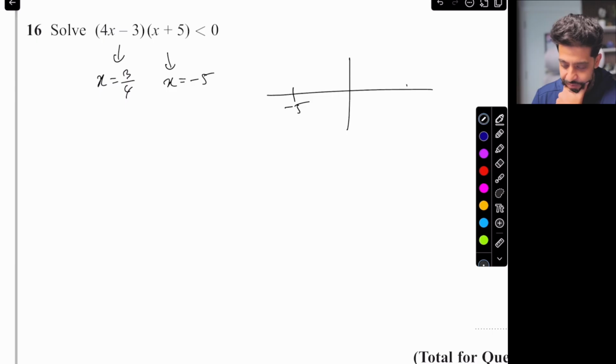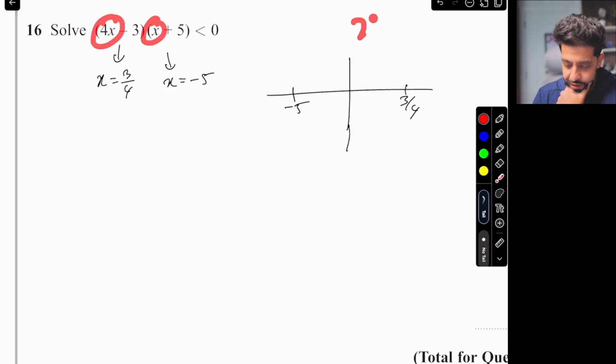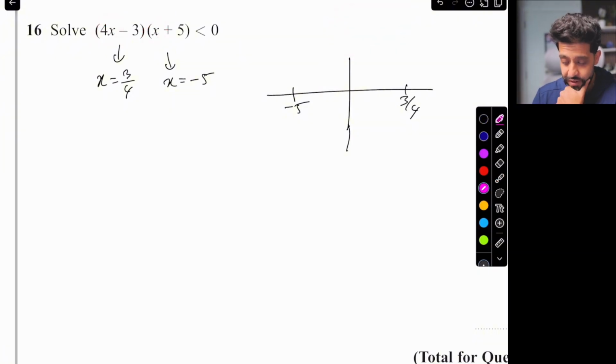We've got minus 5 here, and we've got 3 over 4 there. For x squared, it's going to be positive, so it's going to be a smiley graph. If you want more help on this topic, you can go to my channel, and there are videos there where I explain that. So it's going to be a smiley graph like that.